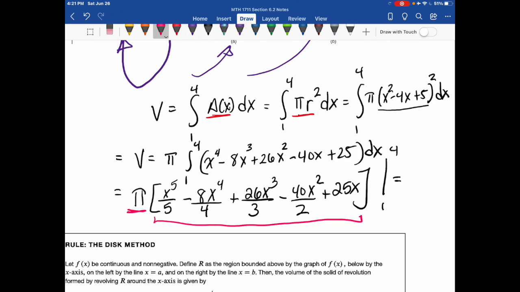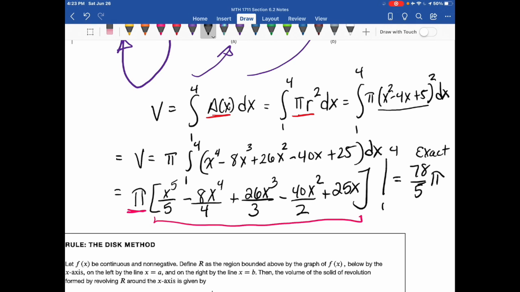Again, since we're getting better and better at this, I'm going to let you do that. Don't forget that you have a pi in front here. So whatever you get when you evaluate this from 1 to 4, don't forget to multiply it by pi. But what you should end up getting is 78 over 5 pi. And then, of course, if you want, you can put that in terms of a decimal, but then that would be an approximation. This is the exact value.